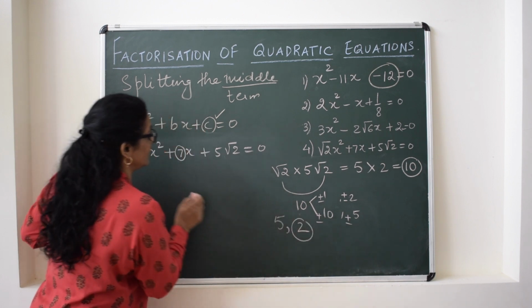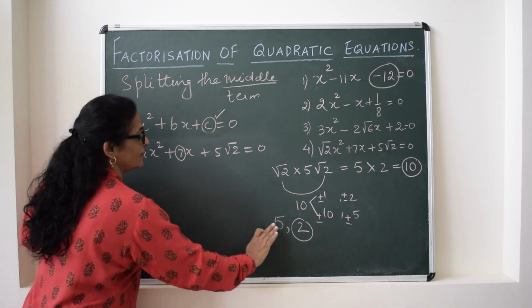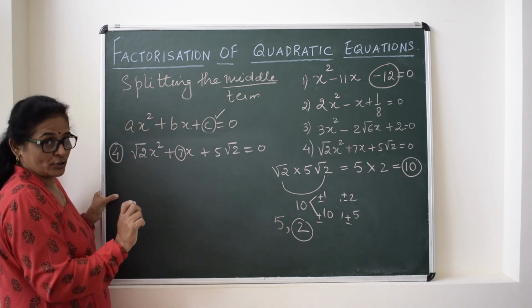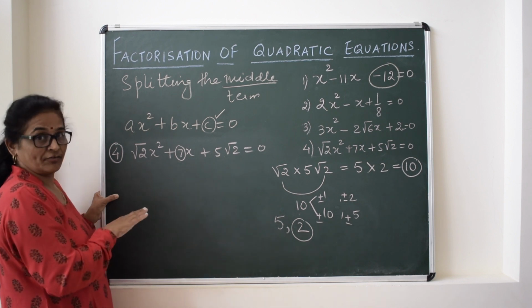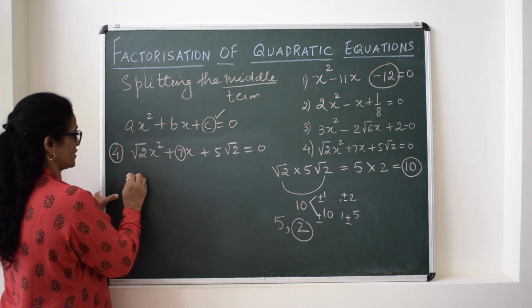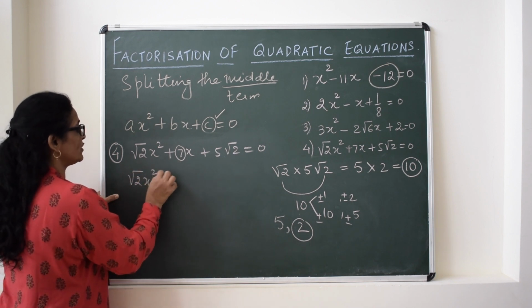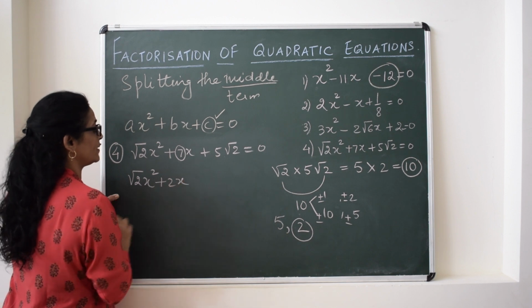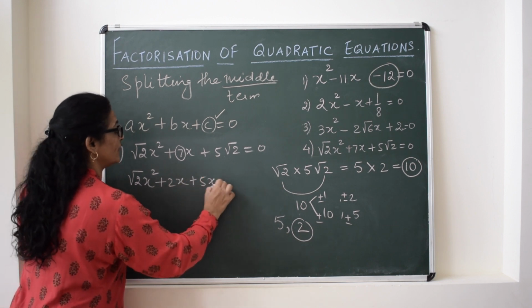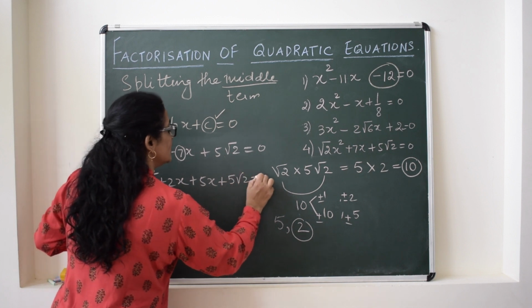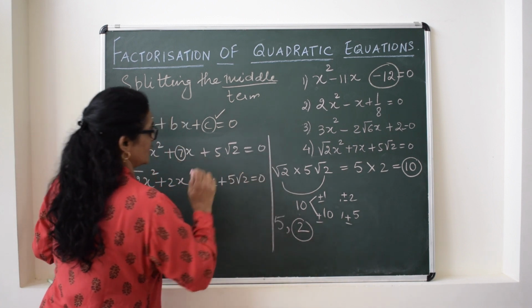So 2 we will write first, 2x, and for our convenience we will write 5x later. There is no hard and fast rule that which factor we are writing first, but for our convenience we will write 2x first. So it will be easy to choose the factor, otherwise there is no hard and fast rule. So this we will rewrite it as 2x plus 5x plus 5 root 2 is equal to 0.